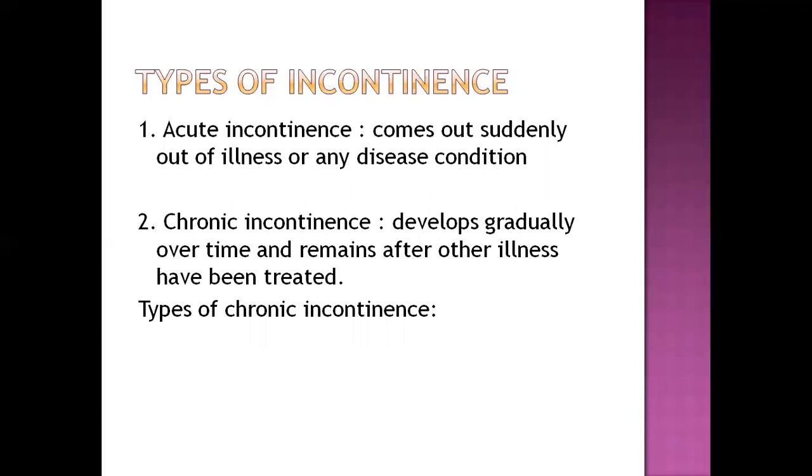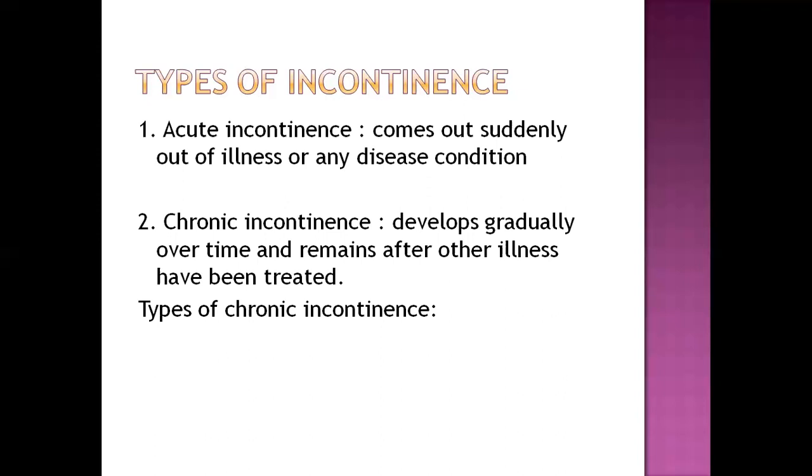Here are the types of incontinence. We have acute incontinence and chronic incontinence. Acute and chronic we have learned in a previous topic also. Anything which is acute lasts for less than 6 months, and anything which is chronic lasts for more than 6 months. Acute incontinence can occur suddenly due to a disease condition or an infection, whereas chronic incontinence develops gradually, step by step, because of some illness or infection or anything else.